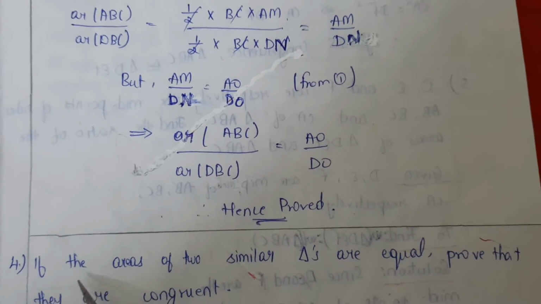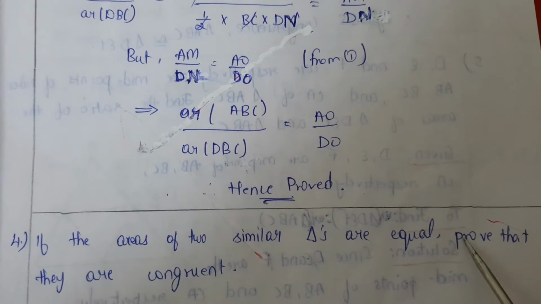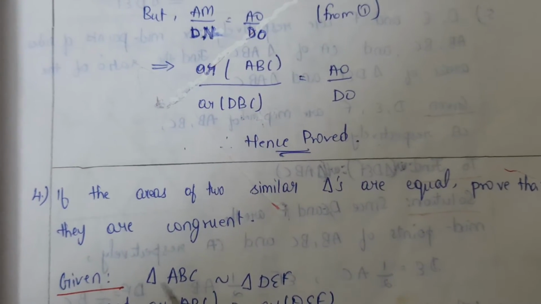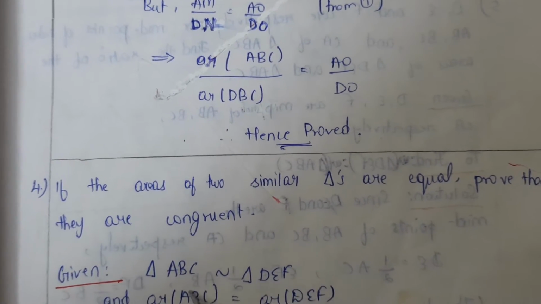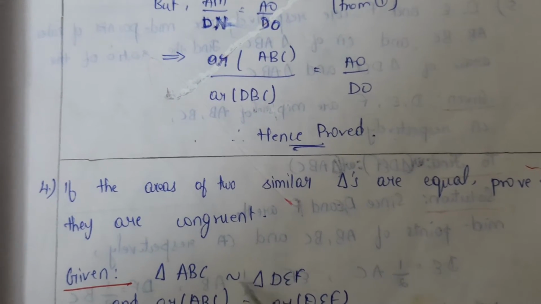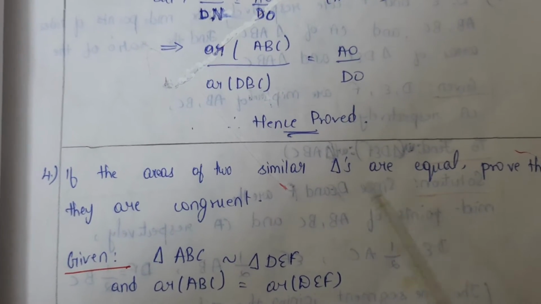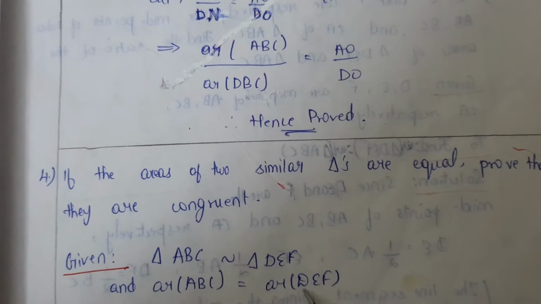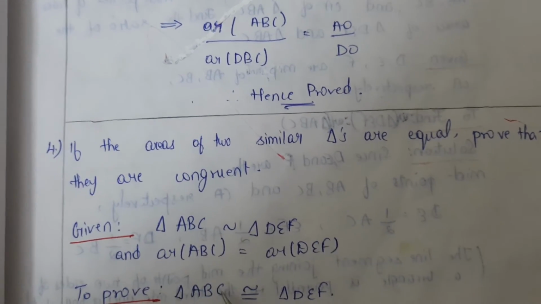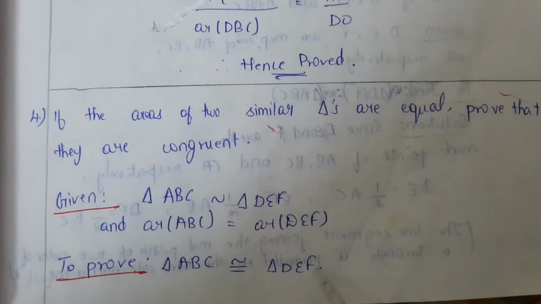Now the next question is the fourth one. If the areas of similar triangles are equal, prove that they are congruent. So we have to consider two triangles now. Given triangle ABC is similar to triangle DEF. Let us consider ABC and DEF as two triangles which are similar. Now the areas of similar triangles are equal, so area of ABC is equal to area of DEF. It is given. We have to prove they are congruent. So to prove triangle ABC is congruent to triangle DEF.